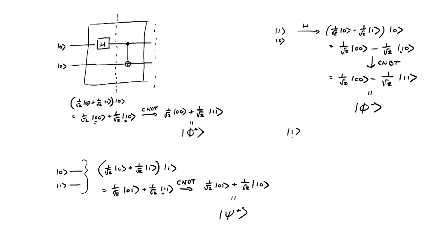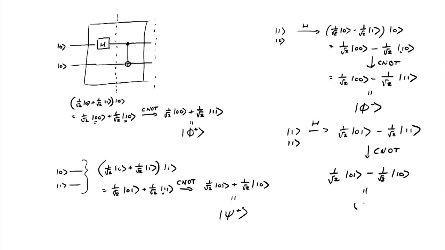And finally, if you work your way through the last possibility, both qubits are 1. Okay, after the Hadamard, we'd get 1 over square root 2, |01>, minus 1 over square root 2, |11>. And after the CNOT, we'll get 1 over square root 2, |01>, minus 1 over square root 2, |10>. And this state is called psi minus. This is the famous singlet state. Okay. This is the state that occurs most often in nature because, for example, if it's with spin, then the spin gets conserved because it's |01> minus |10>.